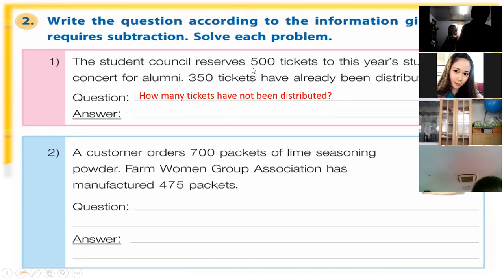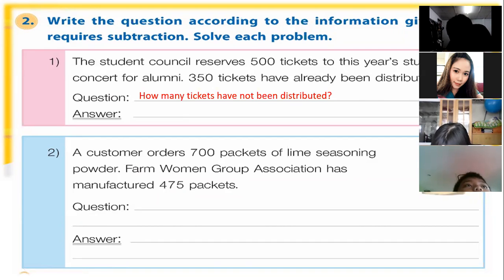Like we can see here, we have total 500 tickets and 350 tickets already distributed. So the question we don't have here, then we can make, is how many tickets have not been distributed. Now, if we solve the problem using subtraction, what are we going to do, students? From 500 tickets, we will subtract 350 tickets. So how many tickets will we have remaining?